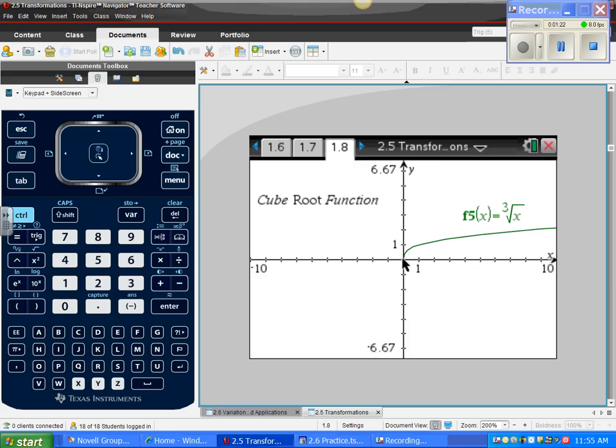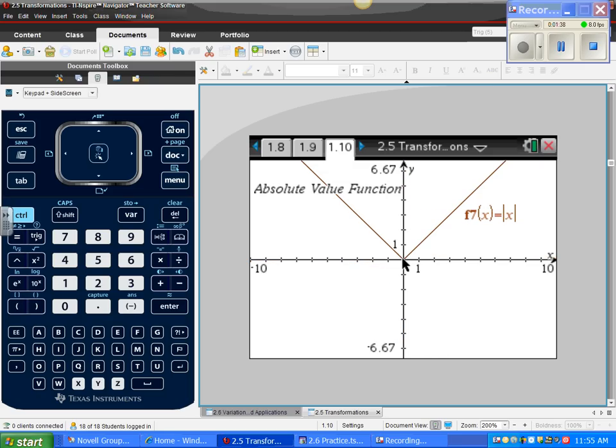Cube root function. So again, this is very similar to the square root function, except it has different values in different locations. Reciprocal function. Okay, a hyperbola, right? This is a division. So this is our reciprocal function. Absolute value, of course, we know looks like a V.